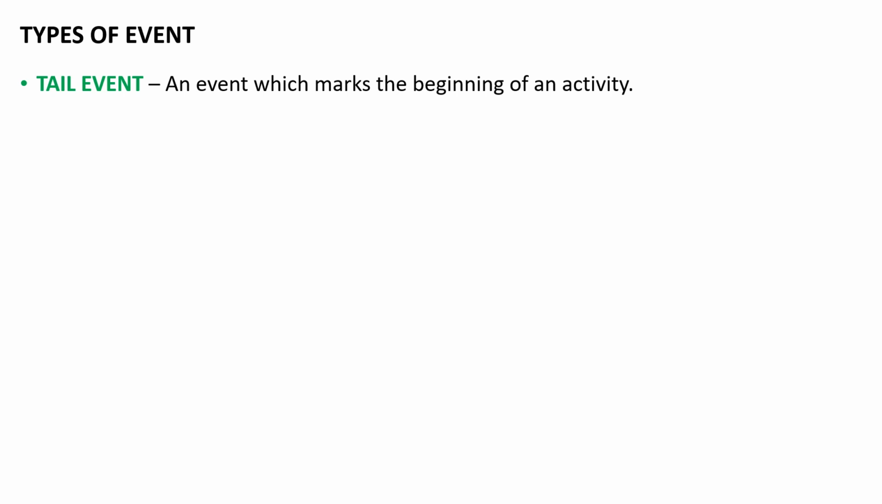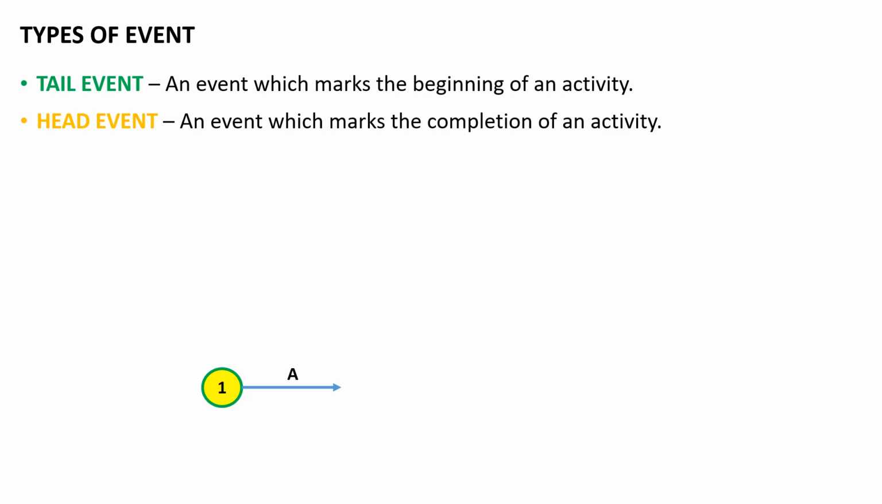Types of event. Tail event: an event which marks the beginning of an activity is called a tail event. Here in the example, we have an activity A for which we have an initial event which is starting before the activity A has been started. The event is 1. Therefore, event number 1 is a tail event for activity A.